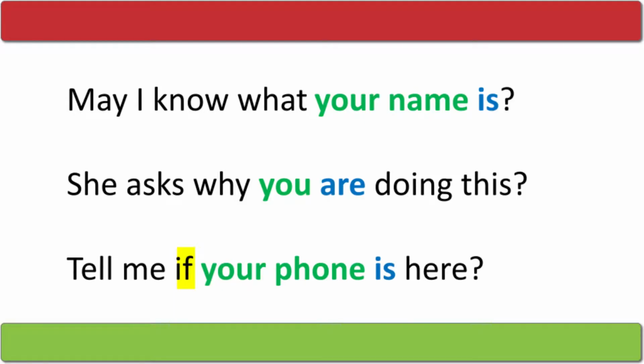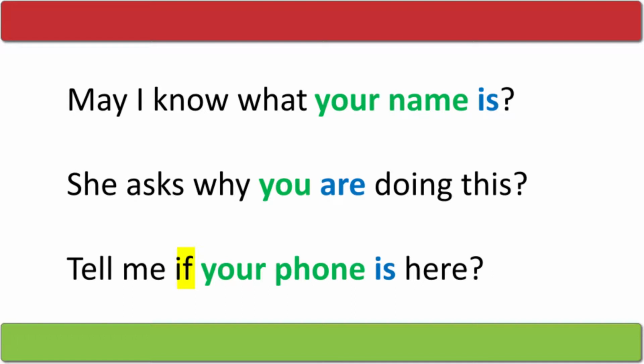For another advanced tip, we have learned one grammar point for indirect questions. For the next grammar point for indirect questions, look at these examples again. Notice this if, the conjunction if in the last indirect question. Out of these three indirect questions, may I know what your name is? She asked, why are you doing this? And tell me if your phone is here. Out of these three, the third one is having a conjunction if. The first two are not having the conjunction. What is the difference between the first two and the third one?